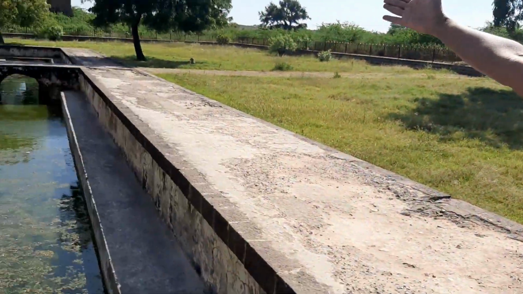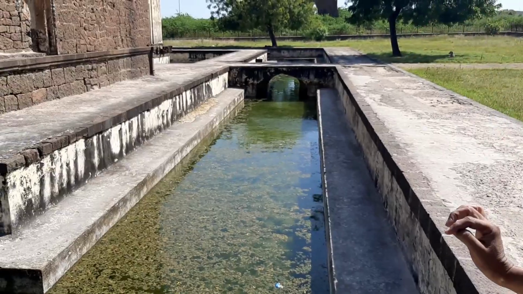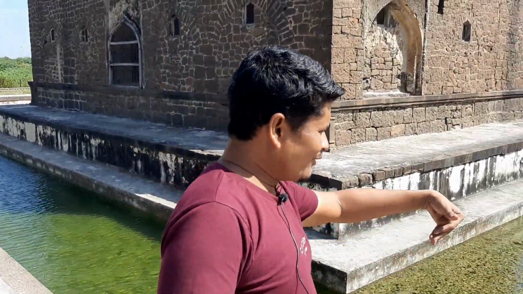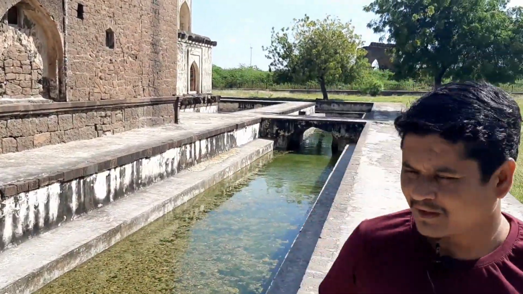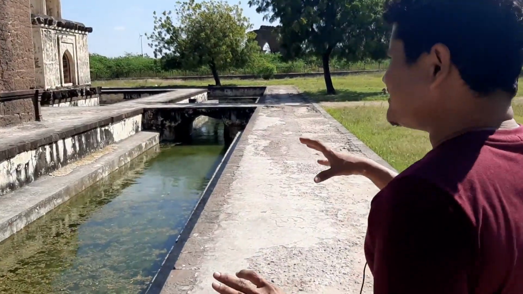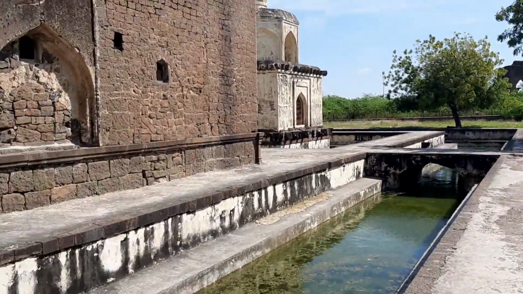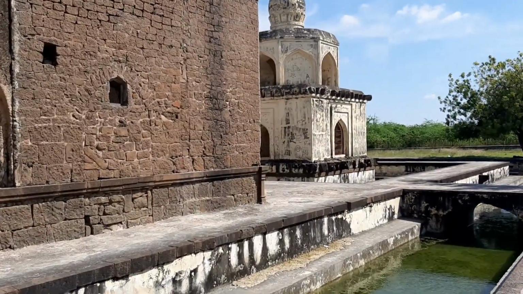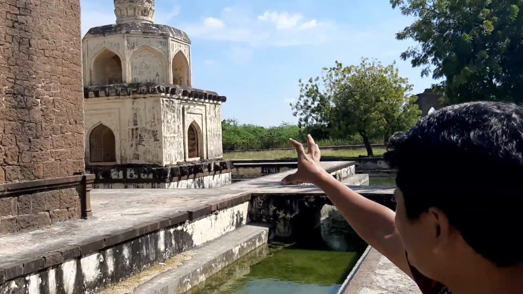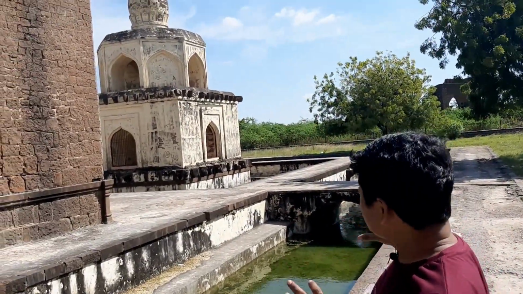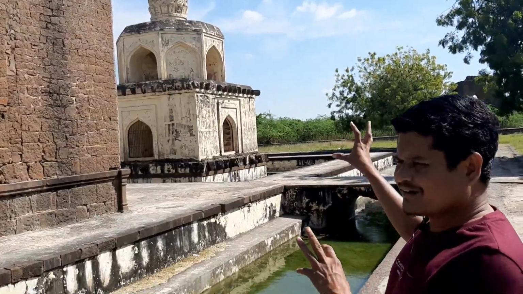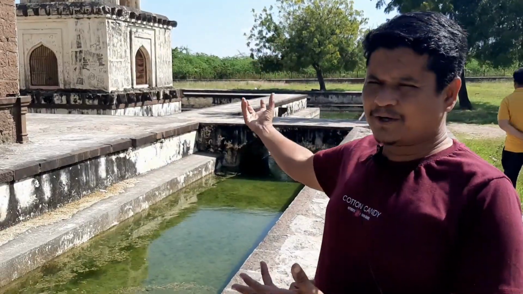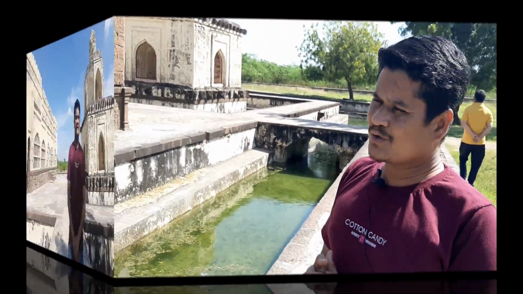You can see here, throughout the whole structure it is surrounded. As I go through the whole structure, you can find a monument again inside, just behind that one structure. See, this is a monument which was built just for having good air for the kings, where they can relax to the maximum.